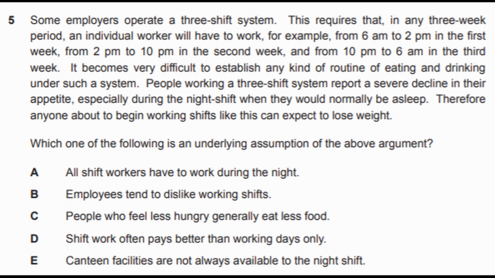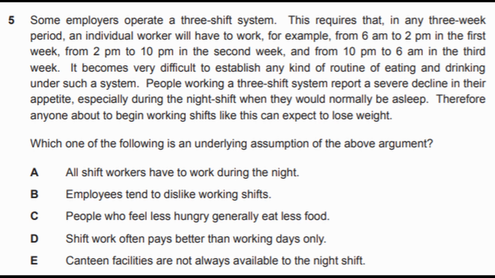Okay, the argument is C, and again we need to see what they're asking us for before we read through the rest of the paragraph, and they're asking for an underlying assumption of this argument. So 5A, this is wrong because the paragraph says that they report a severe decline especially during the night shift, but they don't say anything about exclusively during the night shift. So a shift worker who doesn't work at night might still have experienced a decline in appetite.